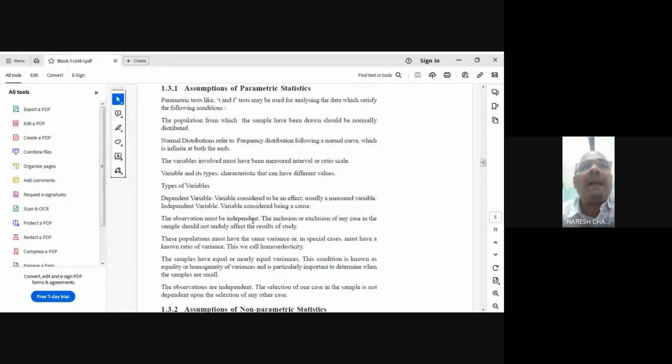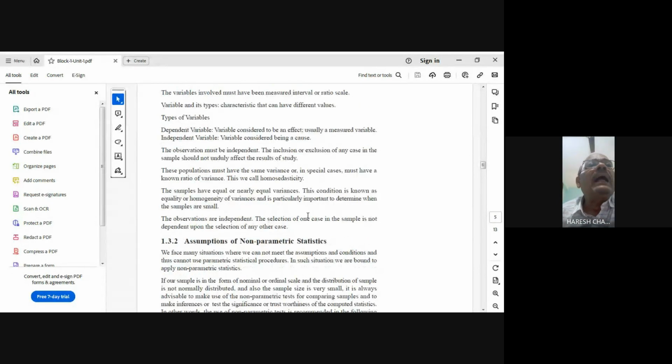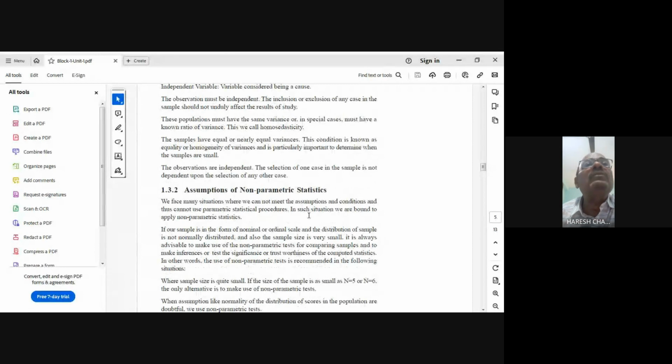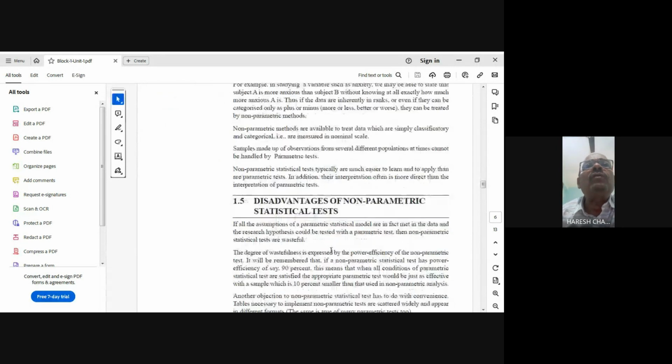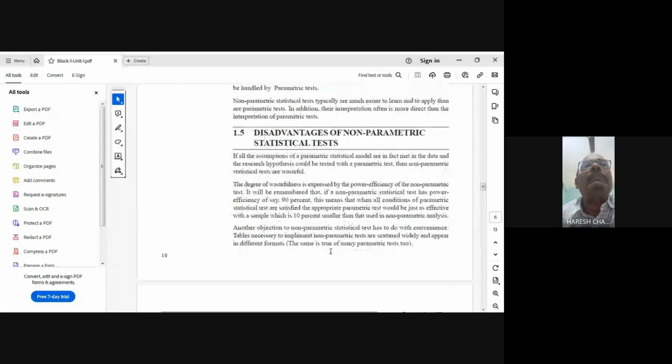That is the most important part. I will be helping you in that. And assumptions of non-parametric statistics, and then advantages of non-parametric statistics. In a nutshell, I have told, when data is not available as per the requirement of parametric, we can take the help of non-parametric. Non-parametric is also a very useful approach to understanding or testing hypothesis.